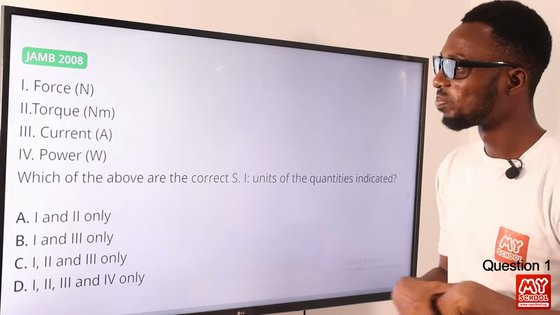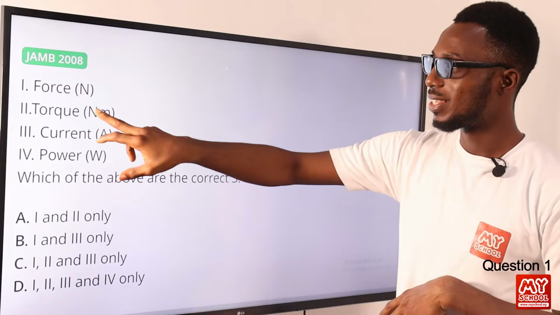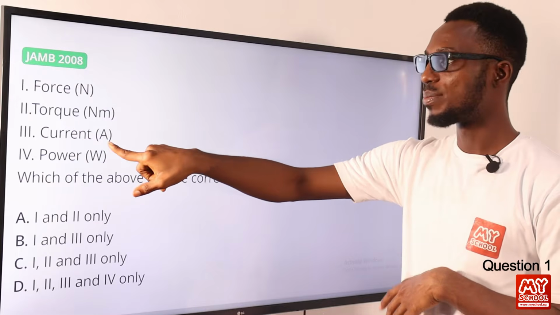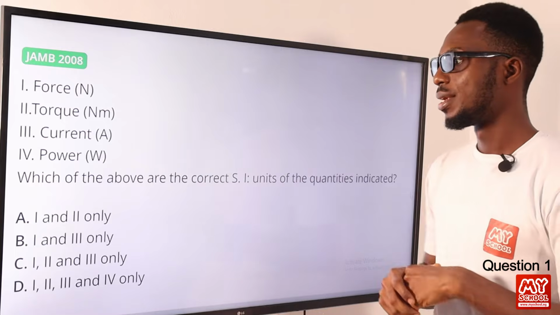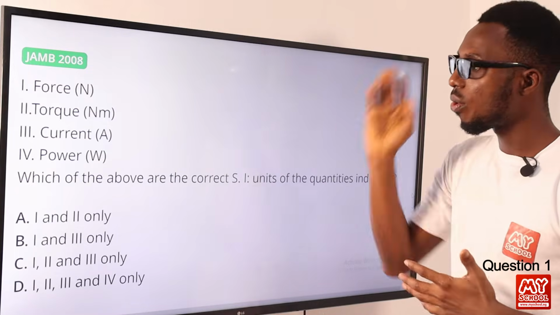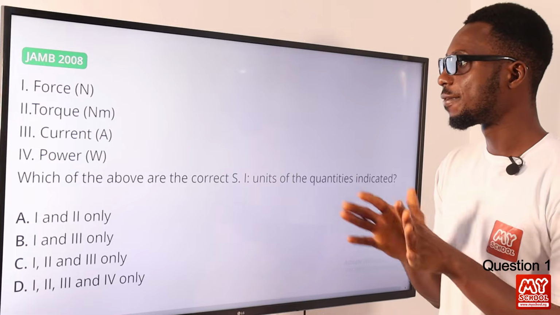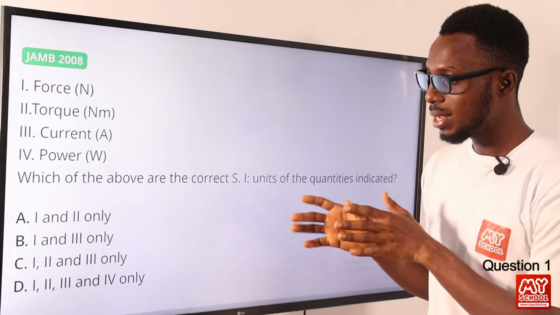Okay, so this is the unit for force, Newton, right? This is the unit for torque, that is Newton meter. This is very correct as well. Current is measured in amperes, all right? Then power in watts. So, which of the above are the correct units? Yes, all the quantities you can see here, their respective units are properly attached. So, option D is the correct option.